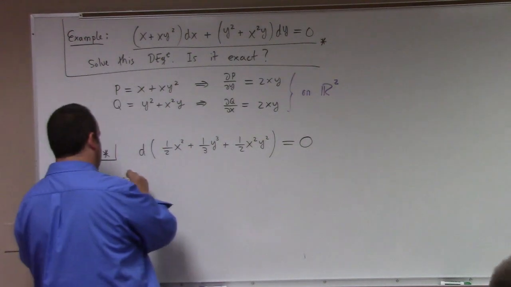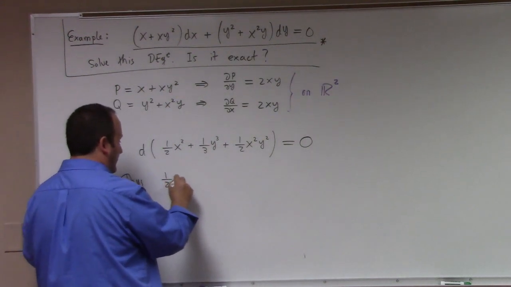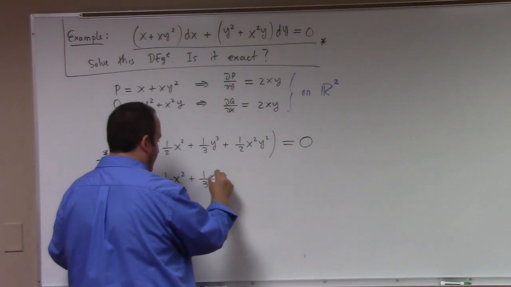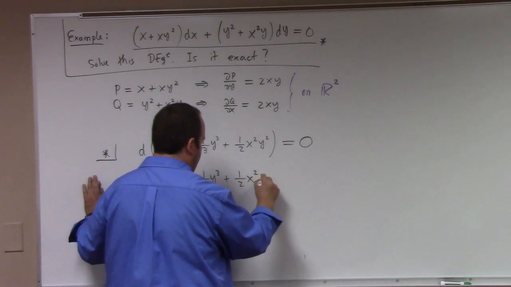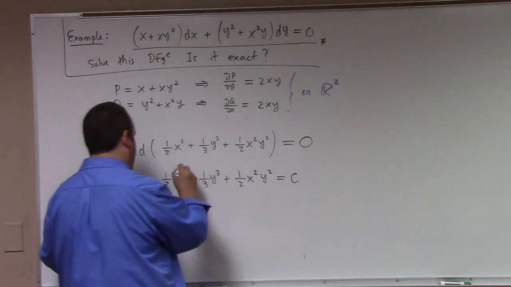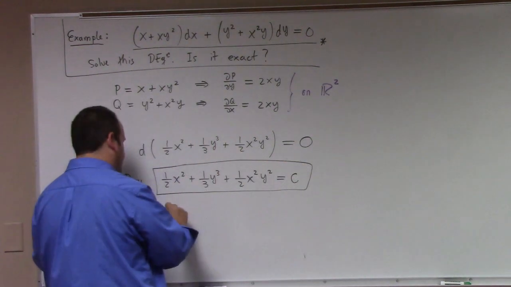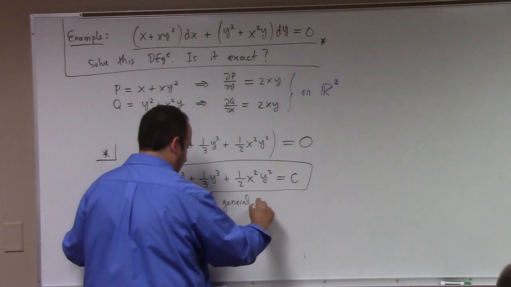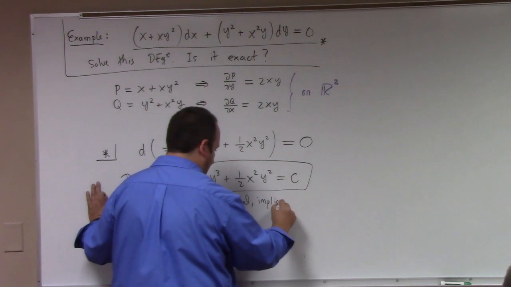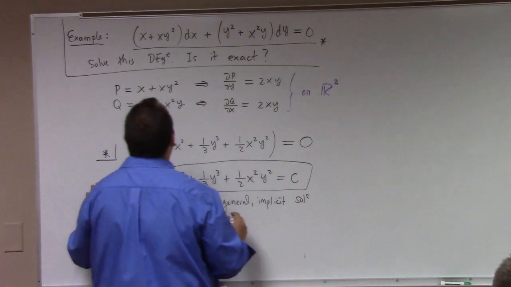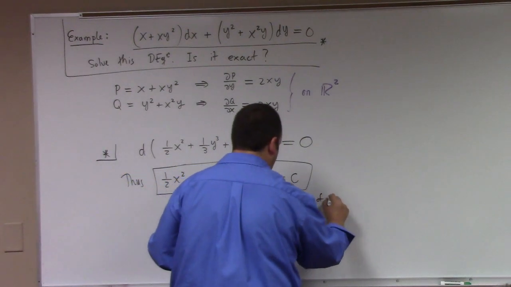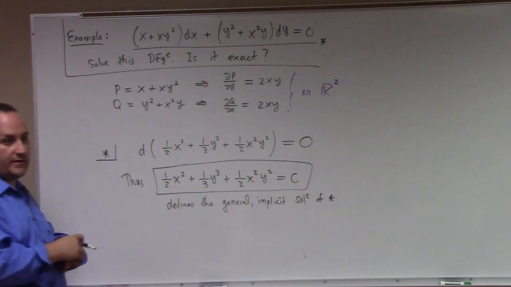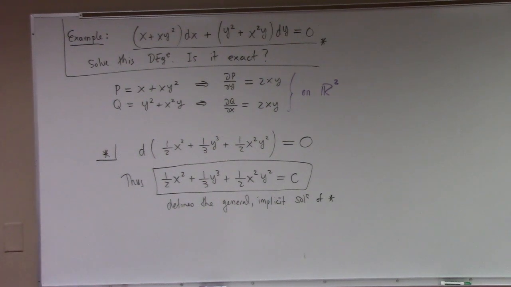So the solution is what? Thus, 1/2 x squared plus 1/3 y cubed plus 1/2 x squared y squared equals a constant. Put a box around it. This defines the general implicit solution of star, which was exact, all right? All right.